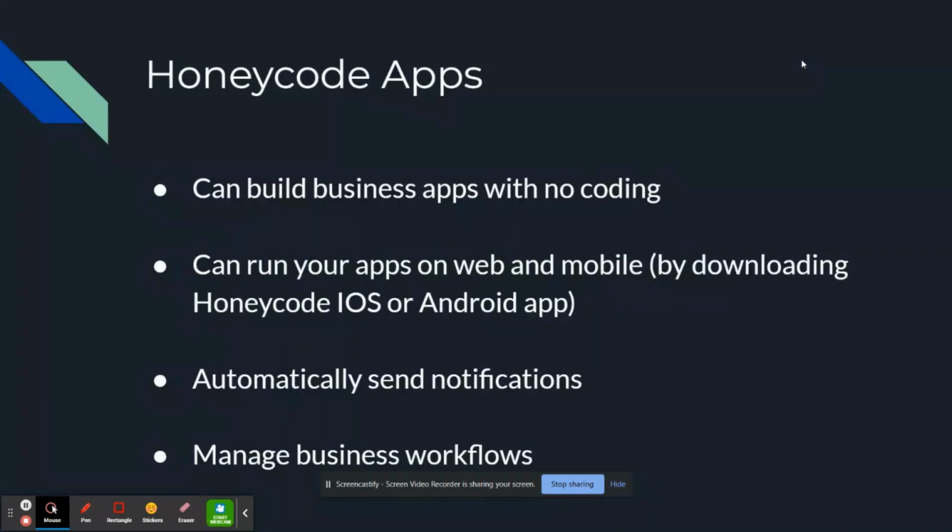So, Honeycode apps. Some of the things that you can do are build business apps with low or no coding, which is really helpful for someone like me who's going into the business analytics route and knows coding but isn't an expert. You can run these apps on web and mobile. You just get the mobile app by downloading Honeycode on iOS or Android. You can have it automatically send notifications, and you can use it to manage business workflows.